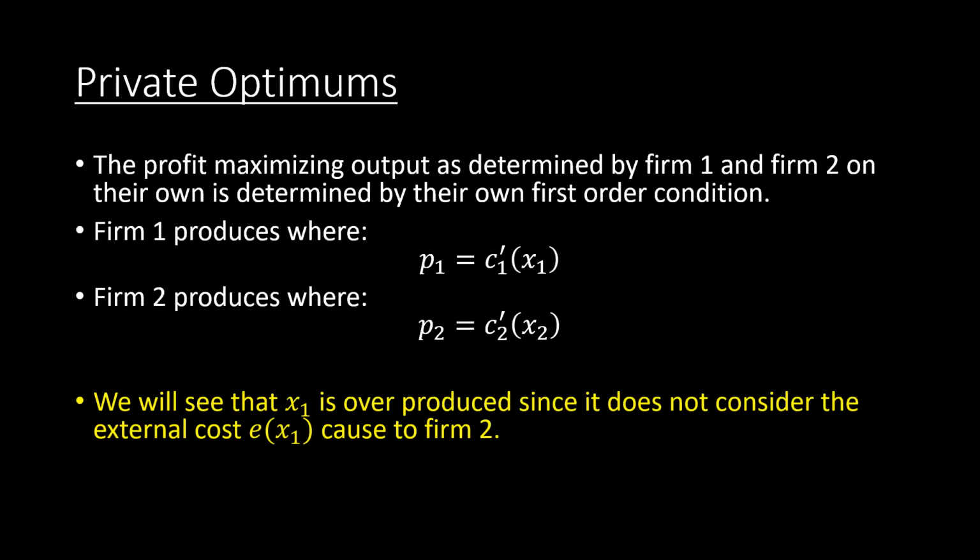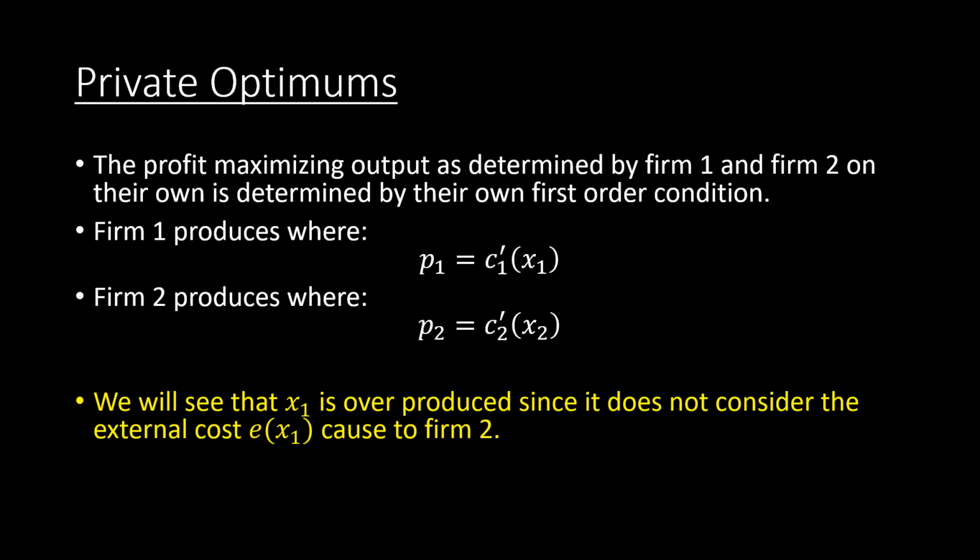Now we're first going to consider the case of private optimums. In this case, we're just looking at what is the profit maximizing rule for each of these firms on their own. So this is just going to be given by their first order condition, or where marginal revenue is going to be equal to marginal cost. This is just going to be where P1 is equal to the marginal cost of producing good X1 for firm 1, and firm 2 is going to produce where P2 is going to be equal to the marginal cost associated with producing good X2. We'll see that X1 is overproduced since it does not consider the external cost Ex1, which it causes to firm 2.